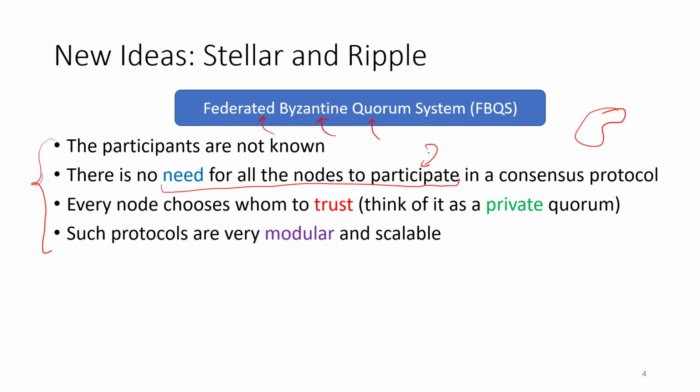Furthermore, every node chooses whom to trust. So think of it as a private quorum in the sense that every node only knows a few other nodes, and it chooses that I'll trust only those nodes and not the rest. So of course there are some restrictions. This protocol is not as general purpose as Ethereum, for instance. But again, there are advantages in the sense that this relies on local knowledge. It doesn't rely on global knowledge. You don't have to know all the nodes. You know a few and you trust them. So this is modular, scalable, and ultra fast.